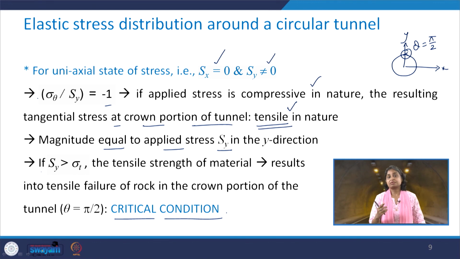If these stresses become higher than the tensile strength of the rock, and you know that the tensile strength of the rock is less than the uniaxial compressive strength, we need to be extremely careful that the applied stresses should not become more than the tensile strength of the material. If it does, that means tensile failure is going to occur, and we need to be careful, especially here in the crown portion where such a condition can occur.